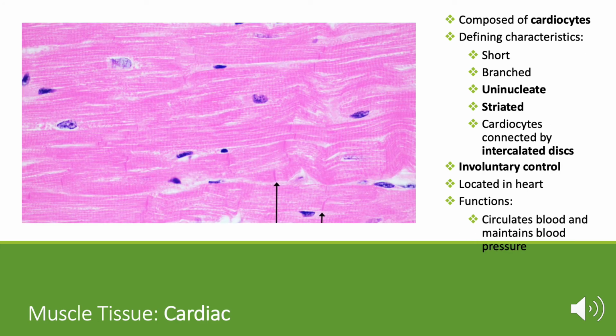Cardiac tissue is the second form of muscle tissue. This is composed of cardiocytes and almost the opposite of skeletal tissue, as the fibers are short and branched, each being uninucleated. The one similarity is that both of these forms are striated. Cardiocytes are also connected by intercalated discs, which are shown by the arrows in this image. These are under involuntary control and only located in the heart, where they help to circulate blood and maintain blood pressure.